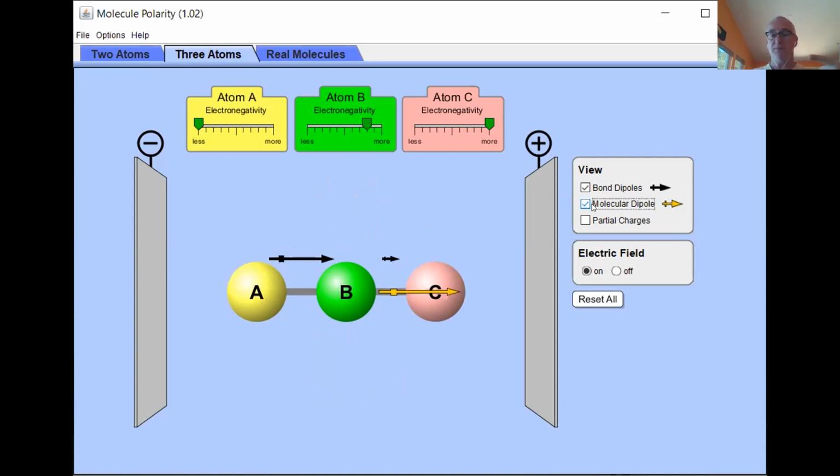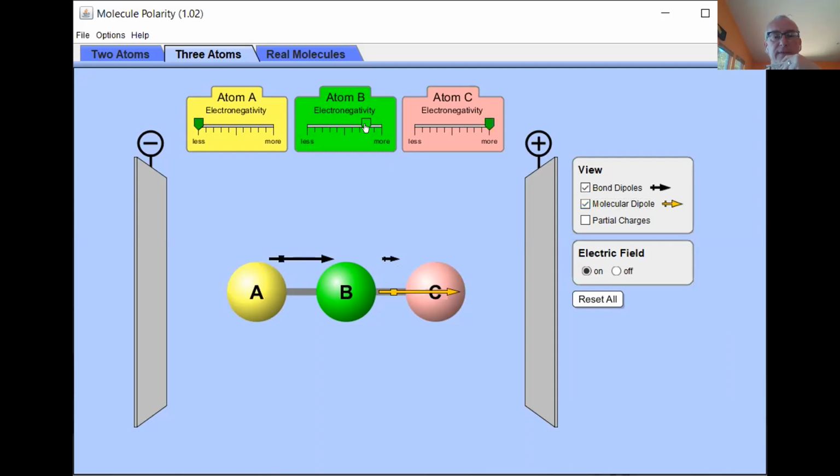Because now those two bond dipoles are pointing in the same direction. The AB bond dipole is pointing this way, and the BC dipole is also pointing that way. It's smaller, but it's pointing in the same direction. So basically, we can just add them together. So we can just add AB and BC because they're pointing in exactly the same direction. So my molecular dipole would be also pointing in that direction and slightly bigger than either one of them because they're additive. Oh, so you can add the bond dipoles when they're in the same direction? Oh, definitely.